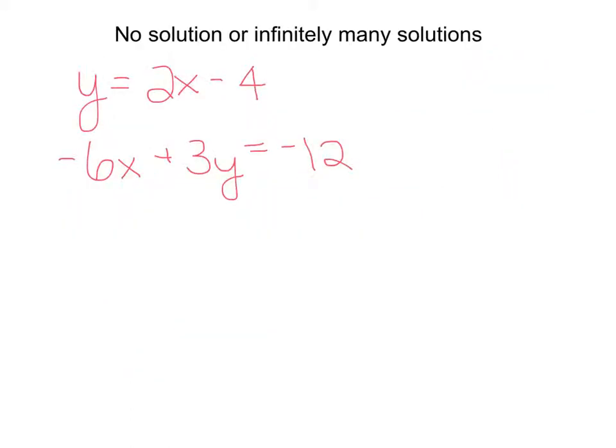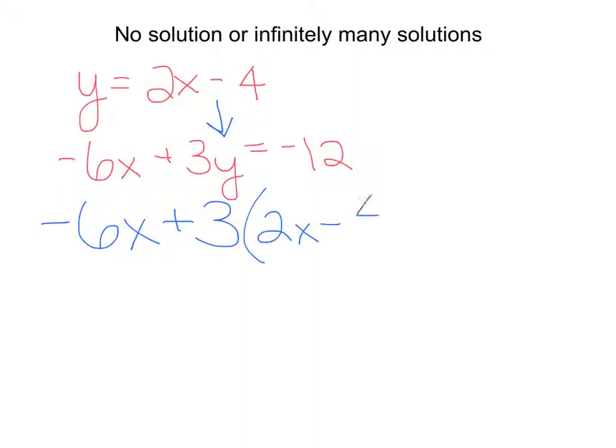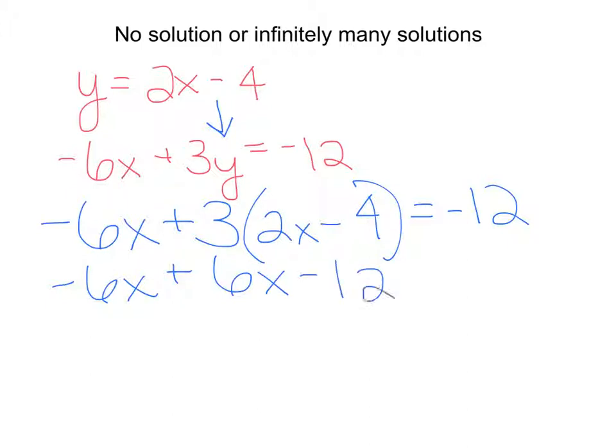So sometimes when we are solving equations by substitution, we result in no solution or infinitely many solutions. So for this example, you want to plug in the first equation for y. So you get negative 6x plus 3 times 2x minus 4 equals negative 12. So if you solve this out, you have 6x minus 12 equals negative 12. The 6's cancel each other out, so you're left with negative 12 equals negative 12.